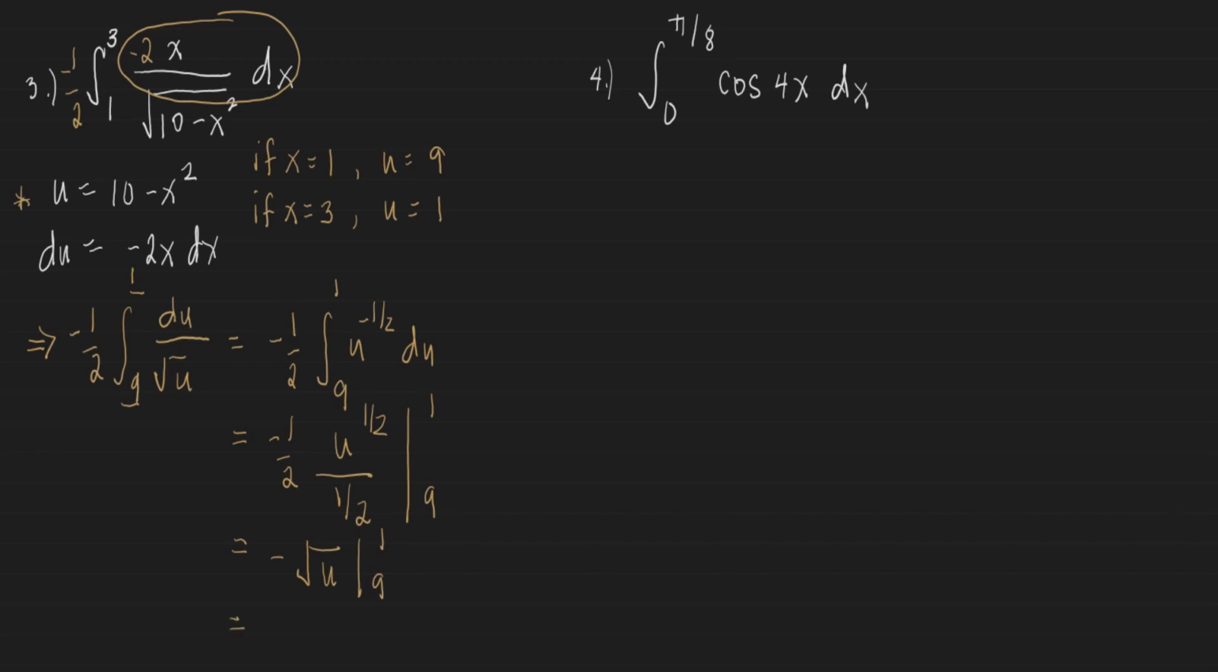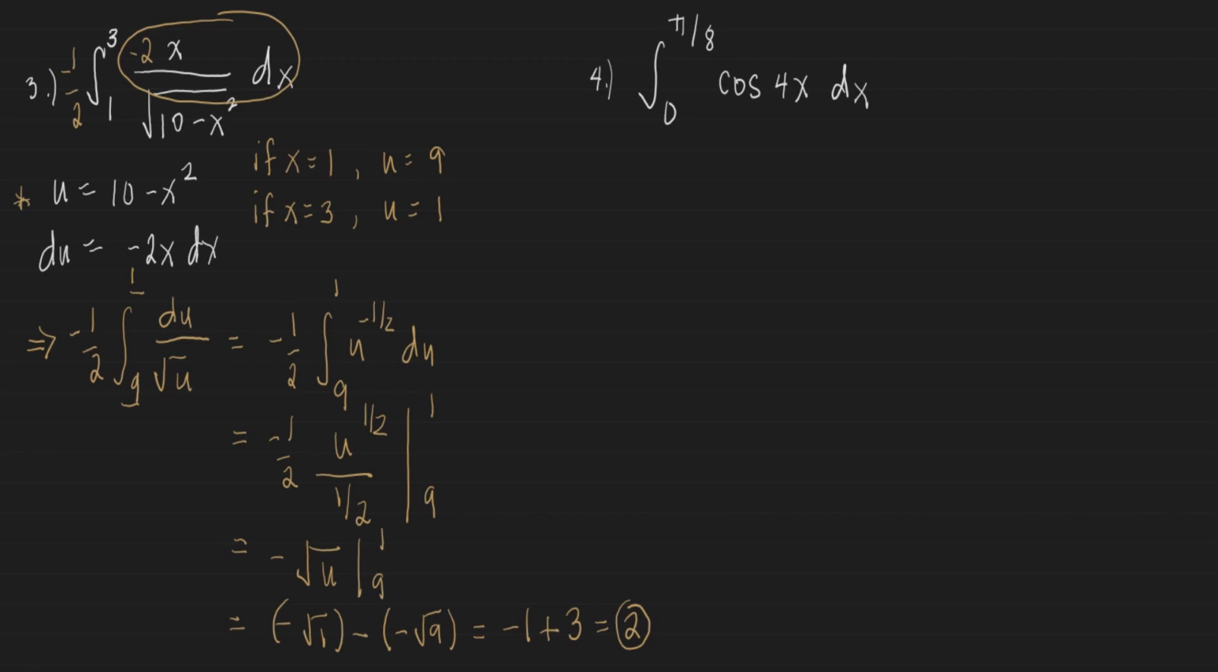So we initially put our upper limit of integration, and that is 1. So we get negative square root of 1 minus, this time we substitute our lower limit of integration, it will be negative square root of 9. So this gives us negative 1 minus negative square root of 9. So that would be 3. And the final answer is 2. So the value for our definite integral of x over the square root of 10 minus x squared dx from 1 to 3 is 2.